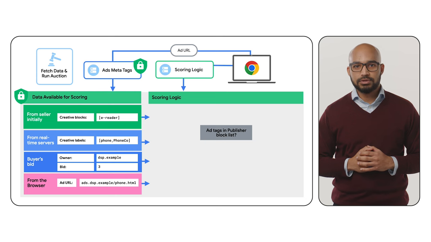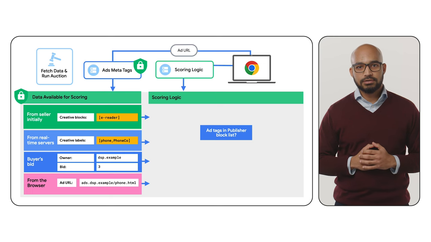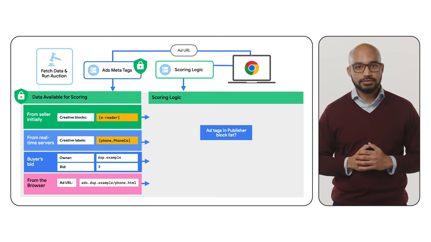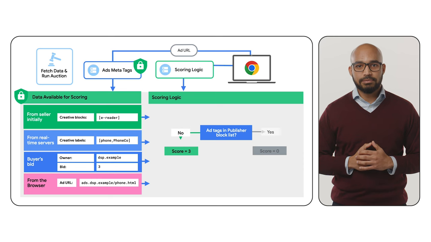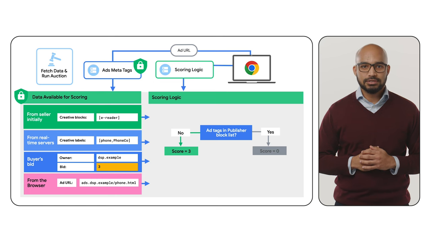So let's determine the ad score. If you recall, we had a simple logic. The logic will simply check if the creative is on the block list. Well, based on the seller's creative scanning service, this is an ad for a phone for the brand Phone Co. And that's not an issue. No e-reader here. So the seller's logic will apply a score equal to the bid, which was 3. So the score is 3. And that's that. We've seen a buyer bid 3, a seller scored 3, and all the data that they brought into the auction, plus a little data from the browser.